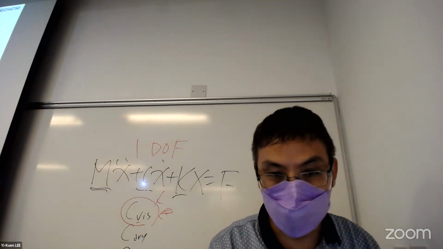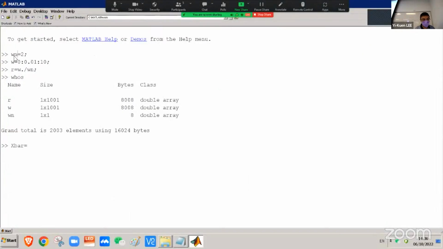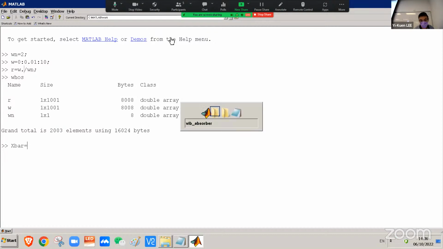Sorry, I should share my screen. So I'll just show you: basically we define our natural frequency, and then define our omega vector from 0 to 10 seconds, with a step delta omega of 0.01. Then we get R, the normalized frequency, so we take the omega vector divided by omega n. So this R is a vector with 1001 parameters, and then we look at the response.